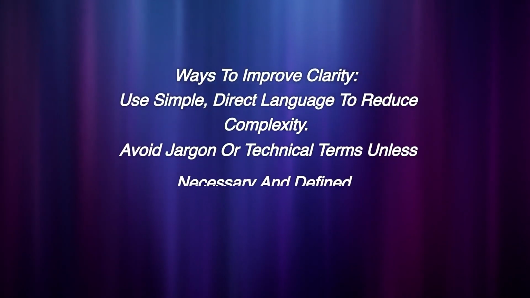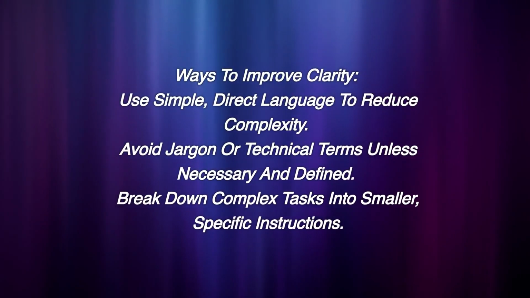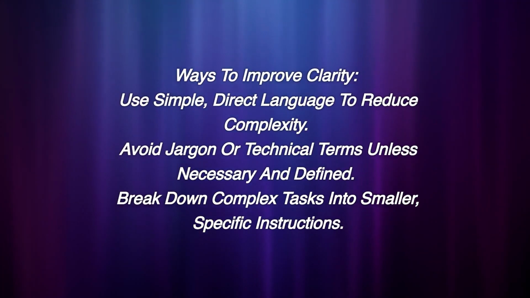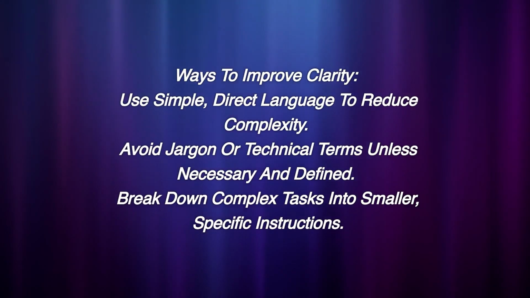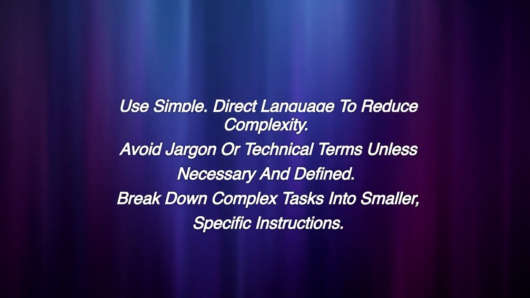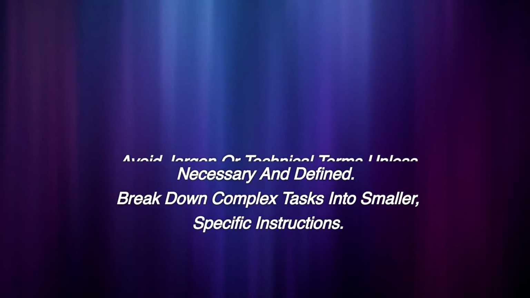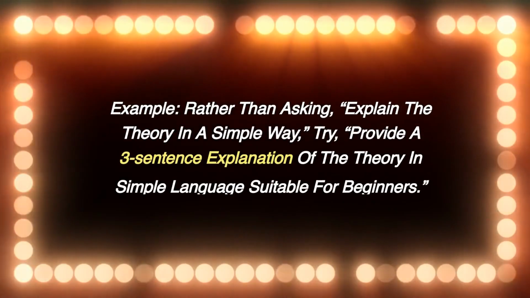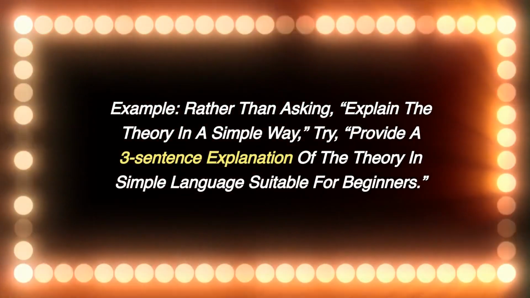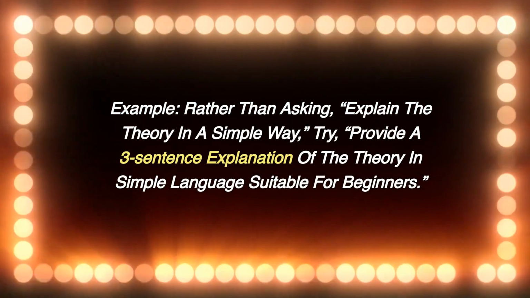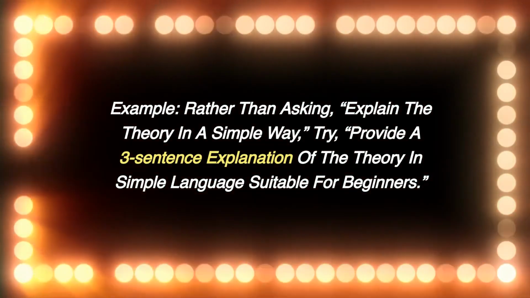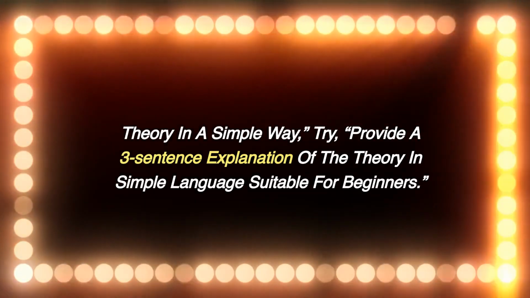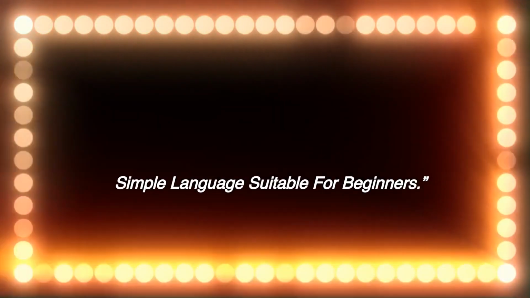Ways to improve clarity. Use simple, direct language to reduce complexity. Avoid jargon or technical terms unless necessary and defined. Break down complex tasks into smaller, specific instructions. Example: rather than asking, "Explain the theory in a simple way," try, "Provide a 3-sentence explanation of the theory in simple language suitable for beginners."